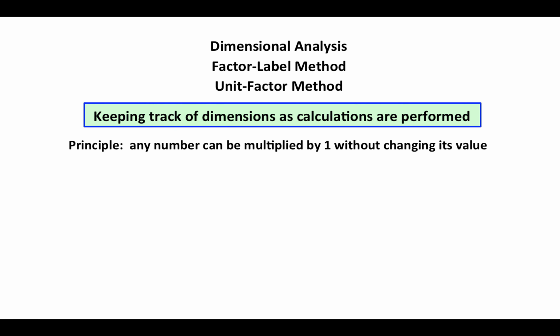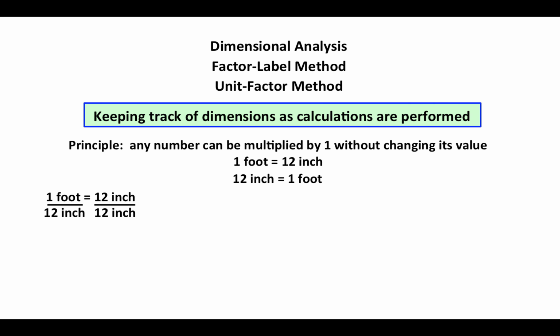And it's based on the principle that any number can be multiplied by 1 without changing its value. For example, 1 foot equals 12 inches, and 12 inches equals 1 foot. So I take 1 foot equals 12 inch, I divide both sides by 12 inch on the right, 12 cancels out, inch cancels out, and I get 1 foot divided by 12 inch equals 1.